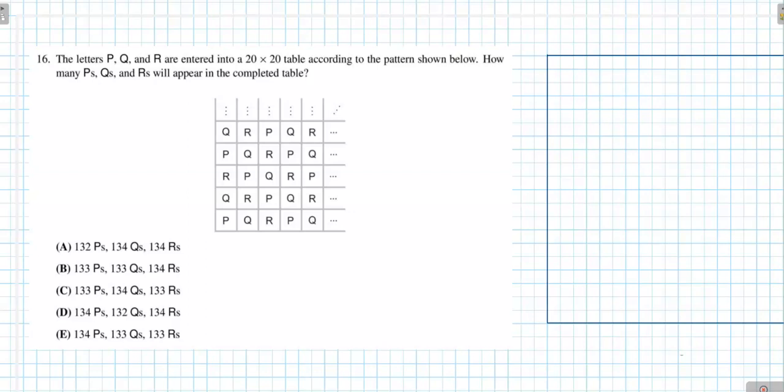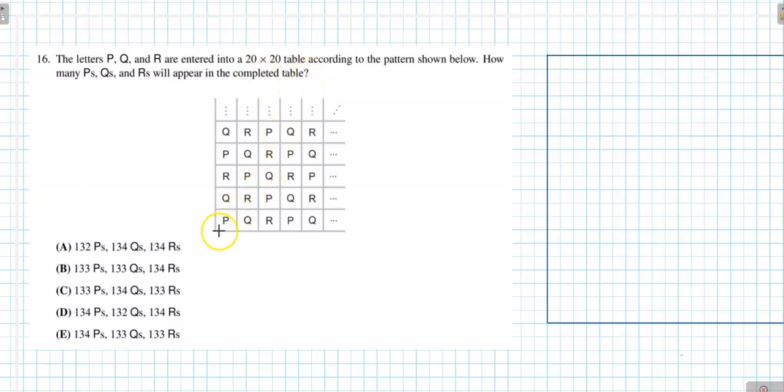I will continue with question 16 from AMC 2023, AMC 8. So let's go through the question. The letters PQR are entered into a 20 by 20 table according to the pattern shown below. How many P's, Q's, and R's will appear in the completed table?